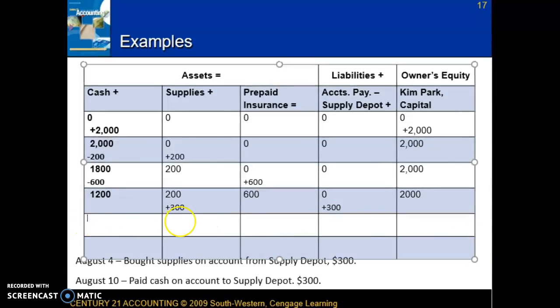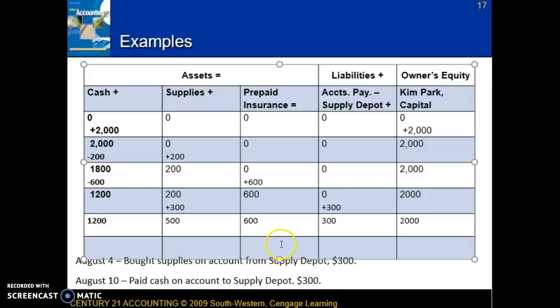So our new balances, cash is still the same. Oh goodness. Cash is a little bit small right now. That's better. So cash is $1,200. Our new balance of supplies, 200 plus 300 is 500. Prepaid insurance is still at 600. Our accounts payable Supply Depot is 300. And then our owner's equity is still going to be 2,000.